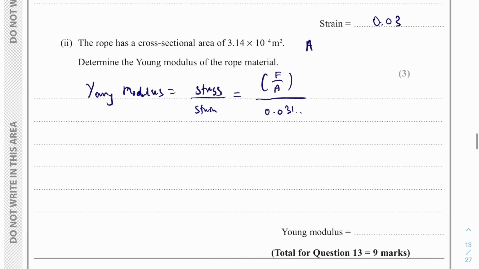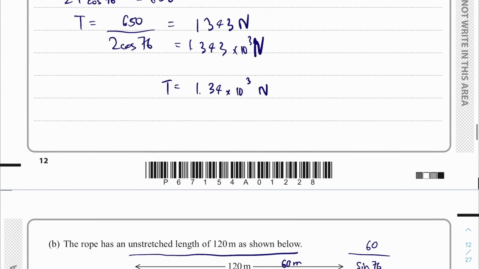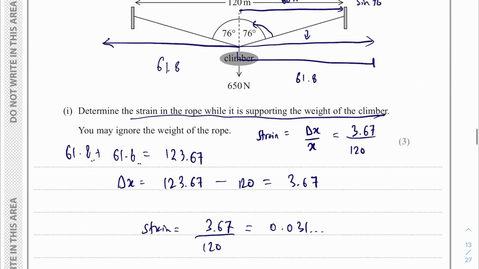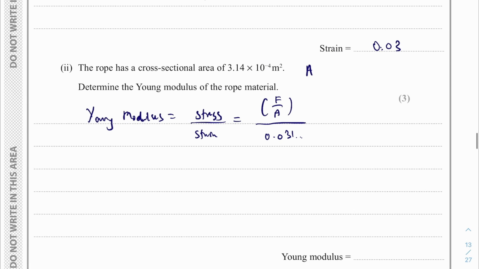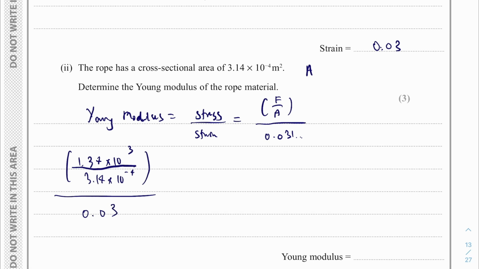And then what? Do we know the force? Yeah, we do. It's over here, so we can input it. So now it's 1.34 times 10 to the power of 3. We know the cross-sectional area is 3.14 times 10 to the power of -4. What about the strain? Strain is divided by 0.03. So when you put this in the calculator, what value do you get? We get 1371.61804 Pascal. This is very large.